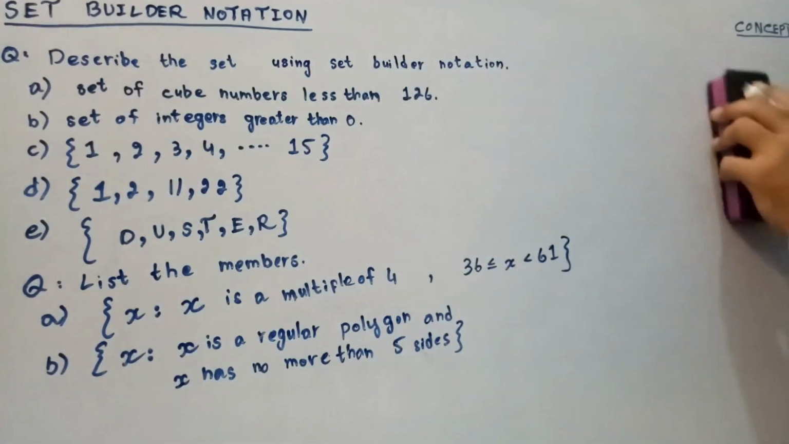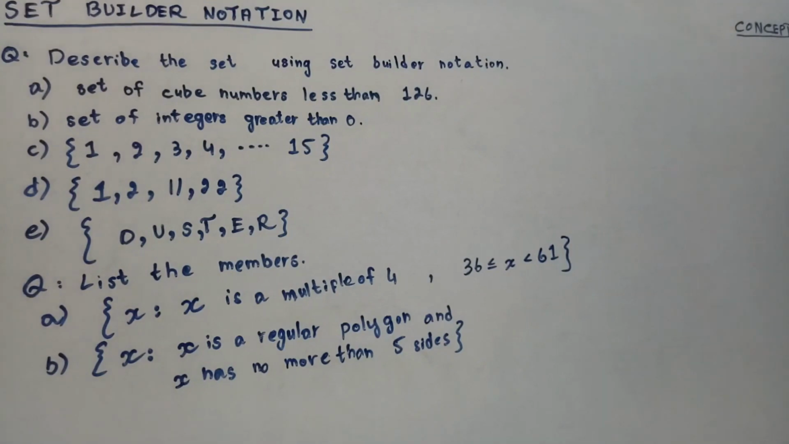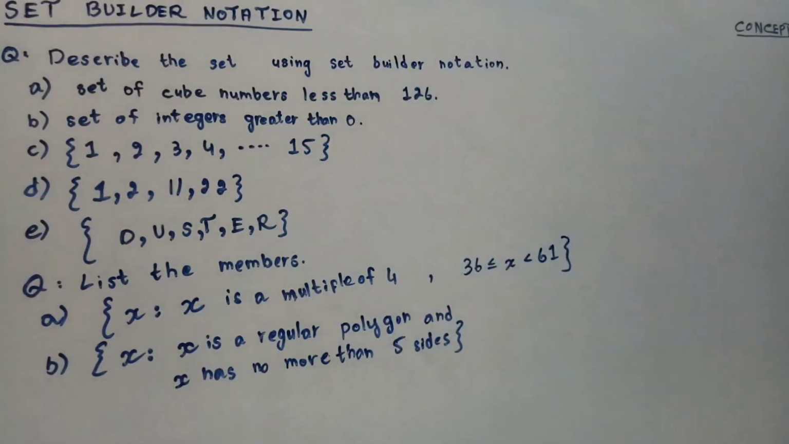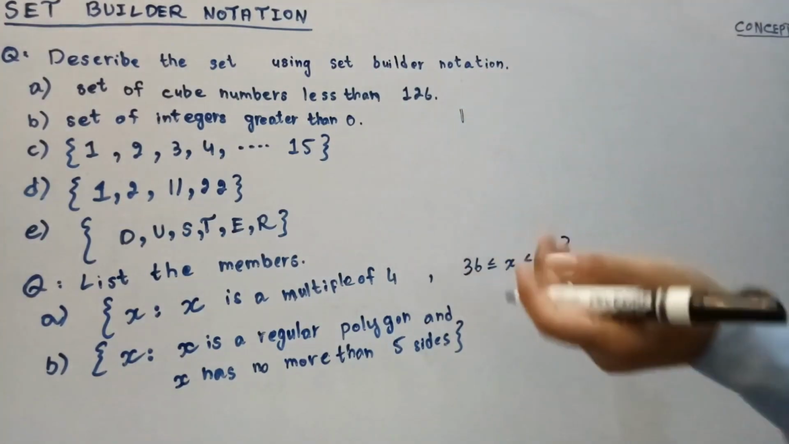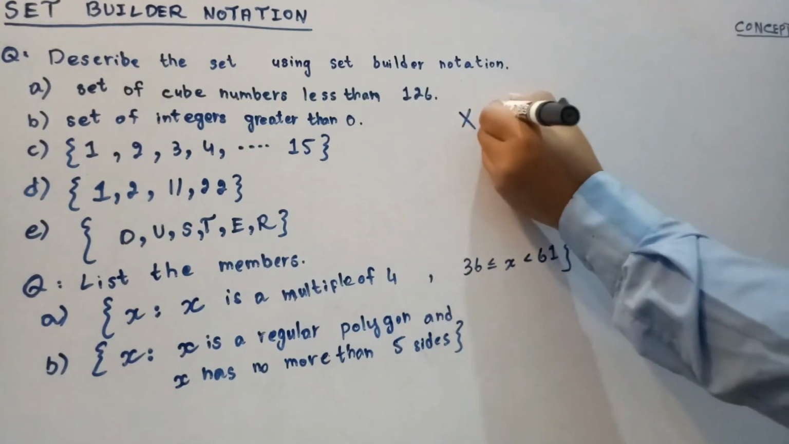Got it? I hope it's easy, it's not so difficult. Things will be clearer if I do some more parts. So let's see part B. Here we have to write the set of integers greater than 0. Let's say here we have a set A. You can also change the name of the set. Let's say here we have a set capital X.